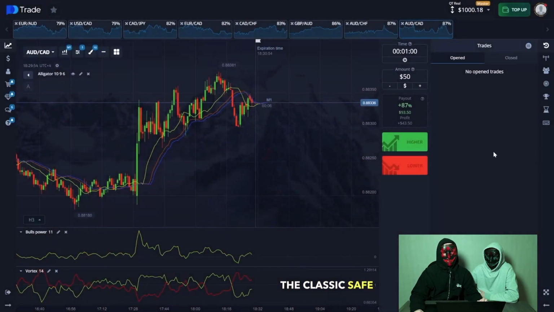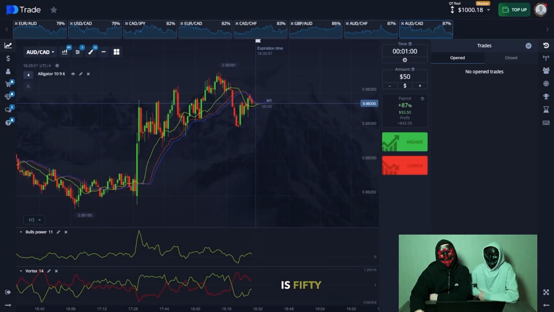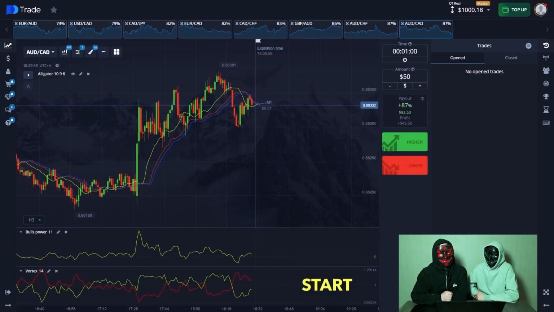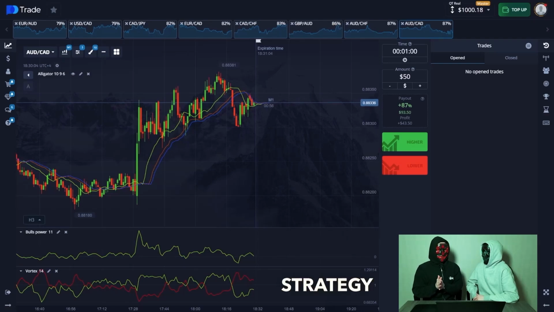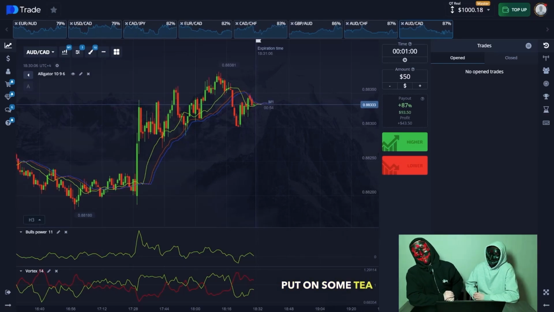The classic safe time is 1 minute, the first trade is $50, and several currency pairs start trading now. And the green one, it will show you the strategy. Sit comfortably, put on some tea, let's begin.